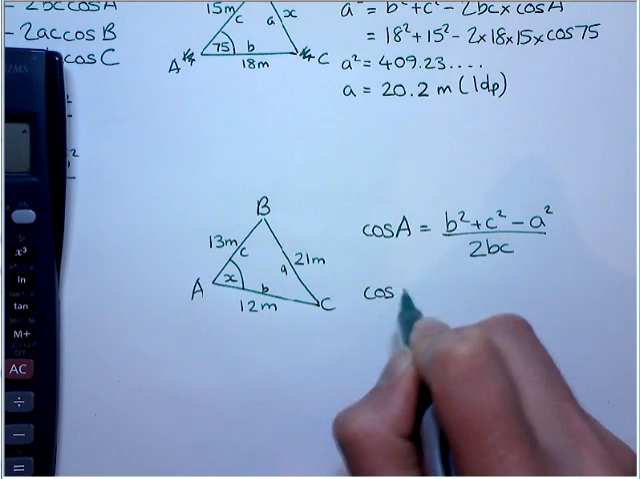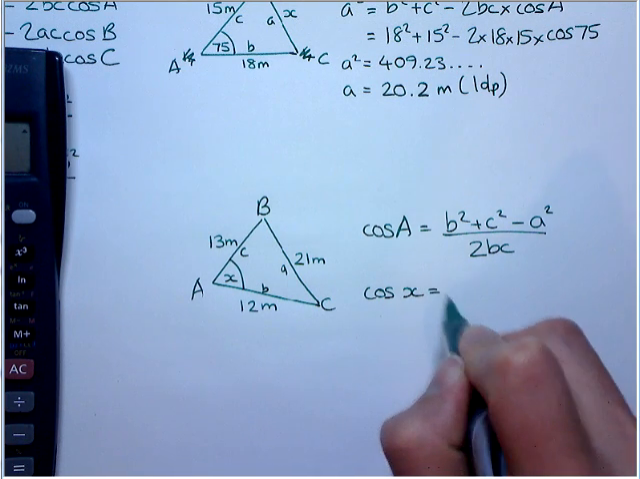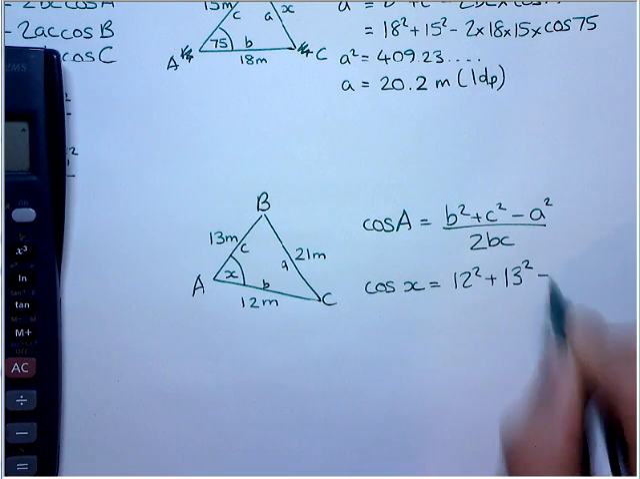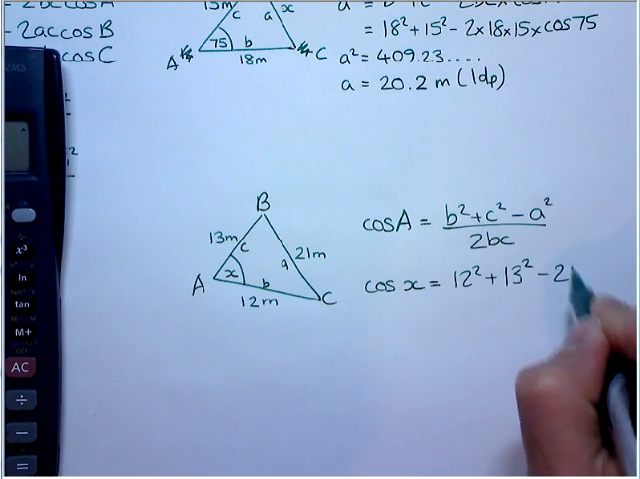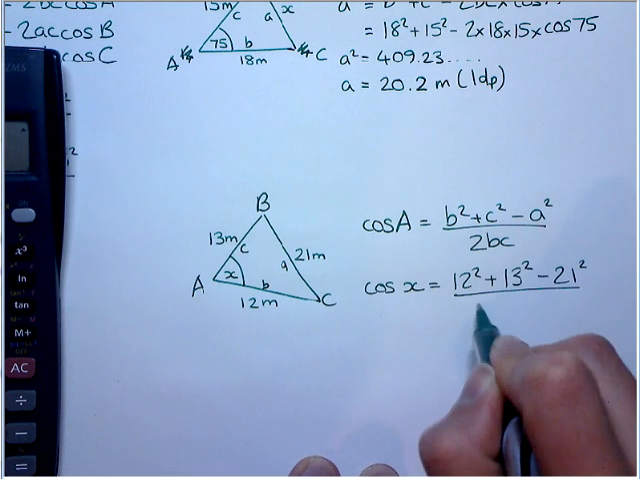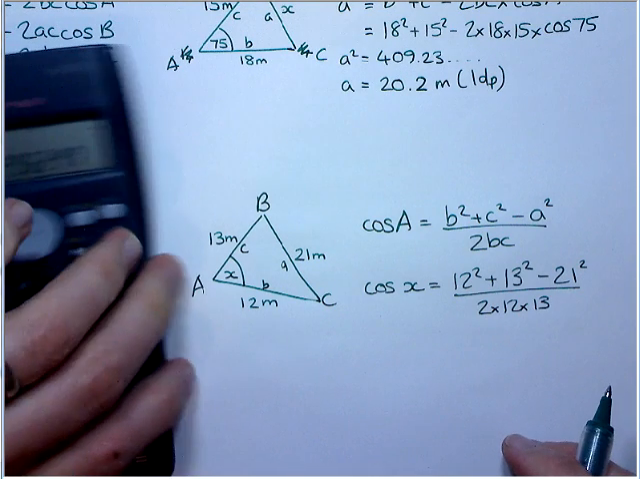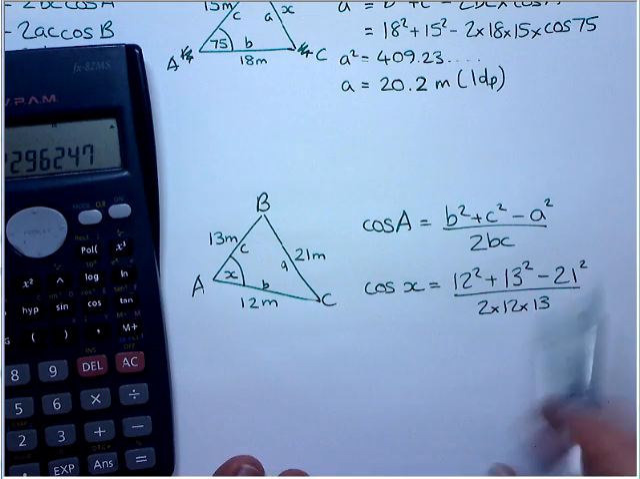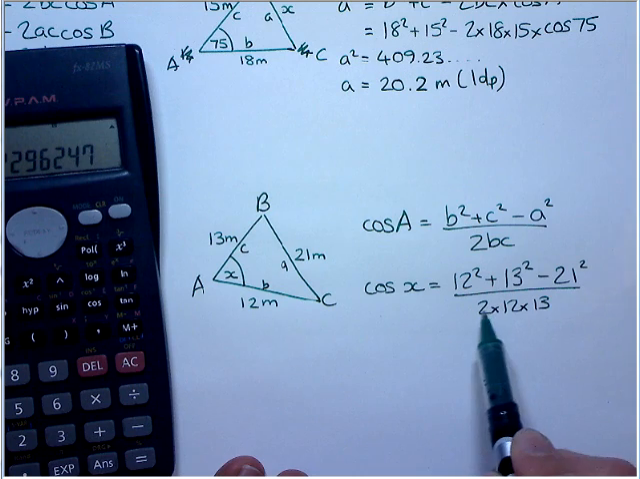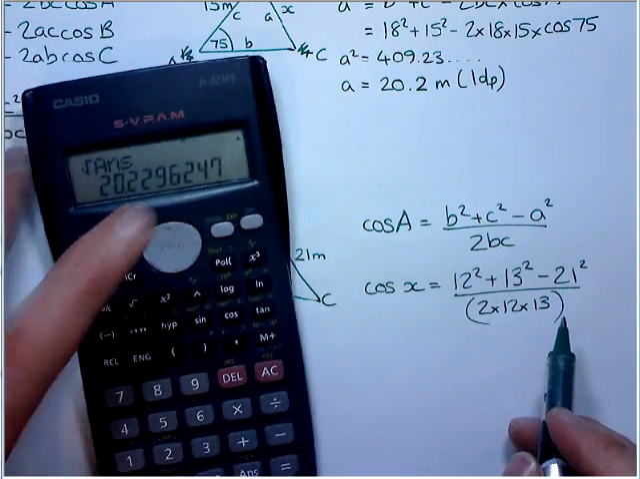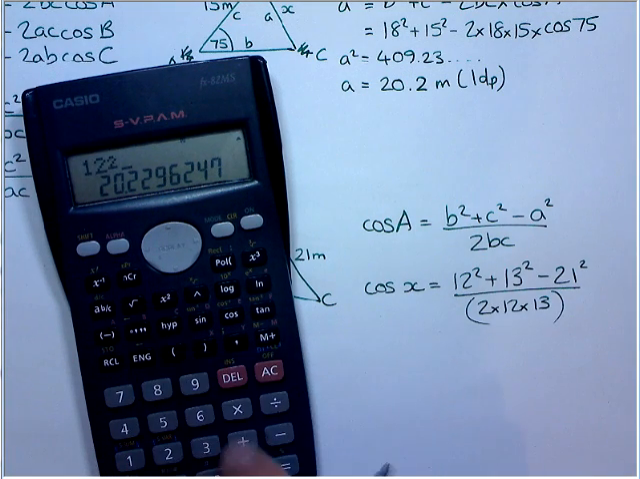So cos x, that's what we're trying to find. B squared is 12 squared. C squared is 13 squared. Take away an A squared, which is 21 squared. All over 2 lots of 12 times 13. Now what I'm going to do here, because of BIDMAS it won't do what you want it to do, because it will always do 21 squared divided by 2. I'm going to put brackets around that, so you'll see what I do. So 12 squared plus 13 squared, take away 21 squared, hit equals.